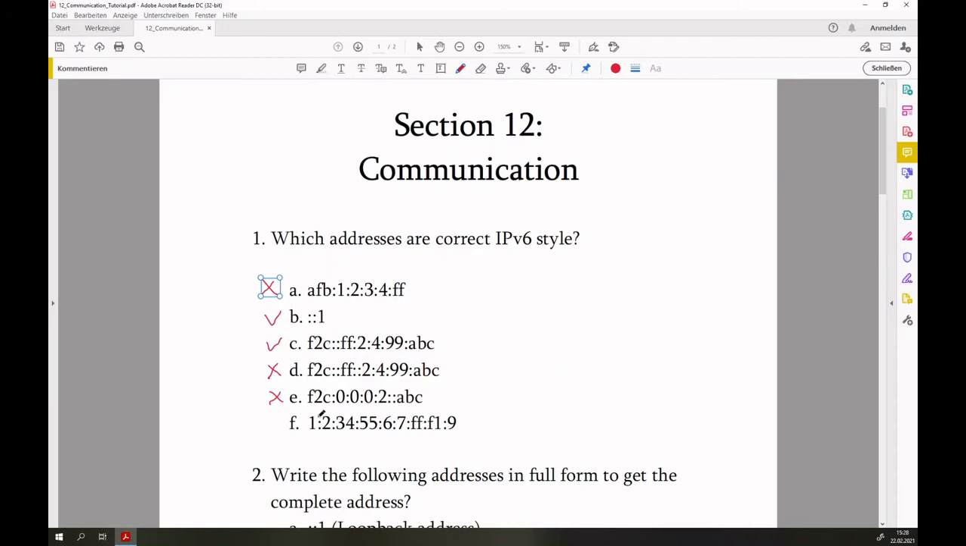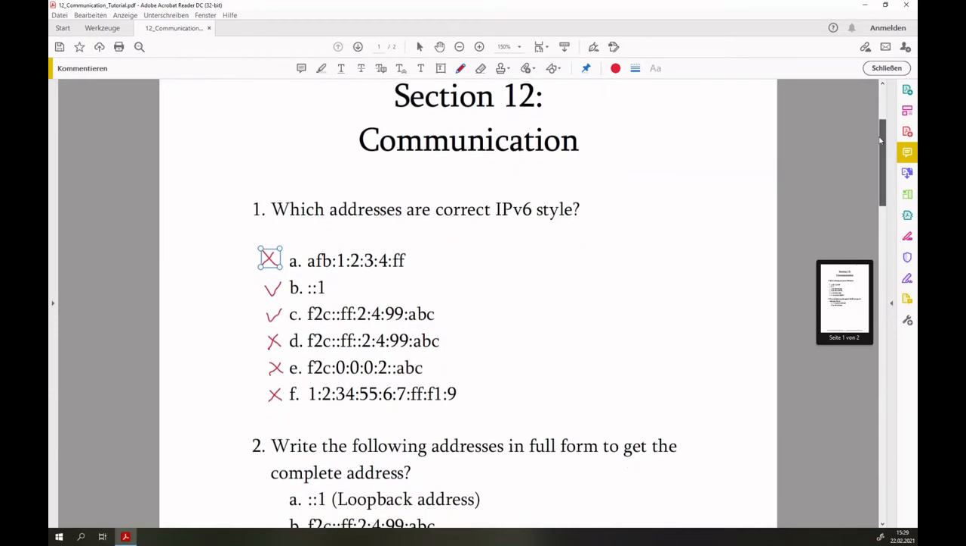Okay. And then the last one. If you check this, you have 1, 2, 3, 4, 5, 6, 7, 8, 9. So 9 blocks, it's not allowed because you just have 8 blocks available. What you also can check is if they are hexadecimal numbers, so they end with the last number F. So therefore, you can also check this. So from 0 to F, if we have other letters, then it would also not be correct. So let's go to question number 2.